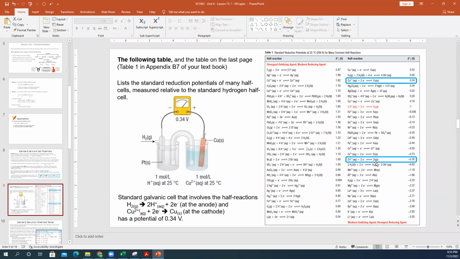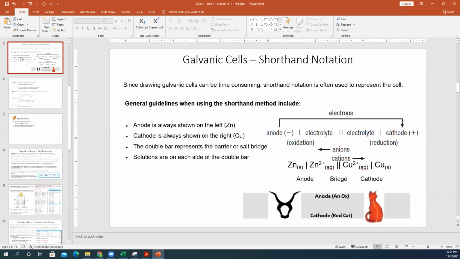Okay. So that's why in the zinc and copper reaction, you have the zinc becoming oxidized by the copper, and the copper is becoming reduced.